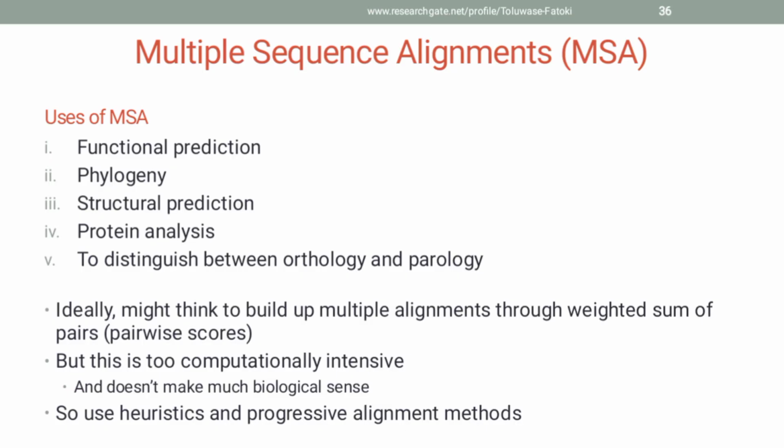Ideally, it would build a multiple sequence alignment through weighted sum of pairs, but that is too computationally intensive. So as a result, it makes use of heuristic and progressive alignment methods. That is, multiple sequence alignment can only work with heuristic algorithms like BLAST, FASTA and PHI-BLAST. So those are the algorithms that can help us do multiple sequence alignment in good time. You don't have to wait for days.